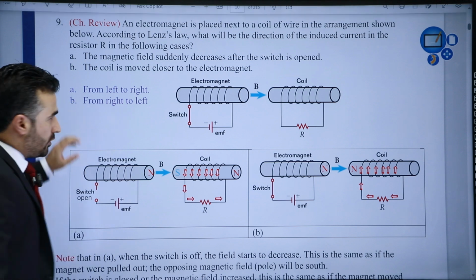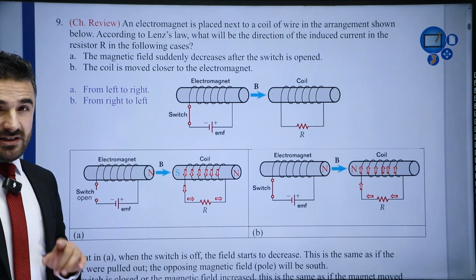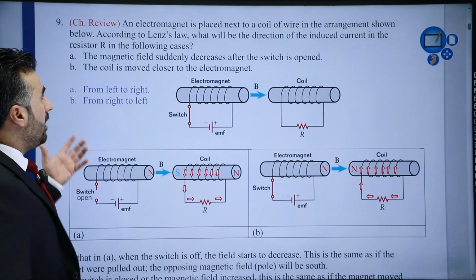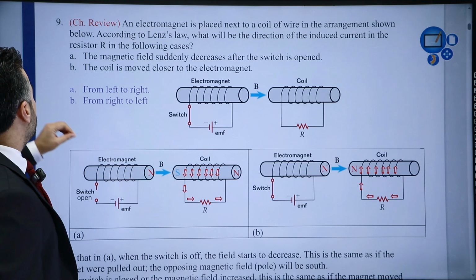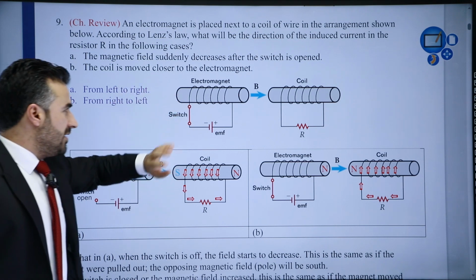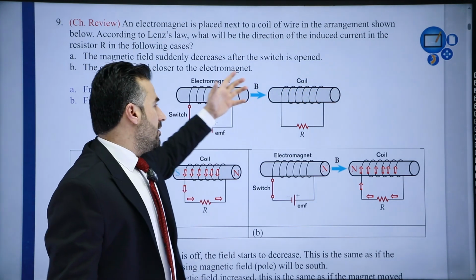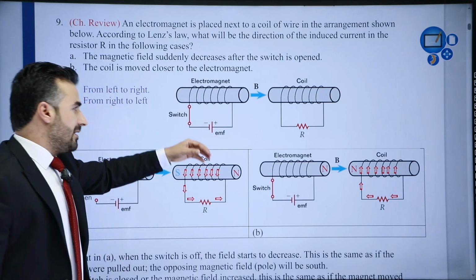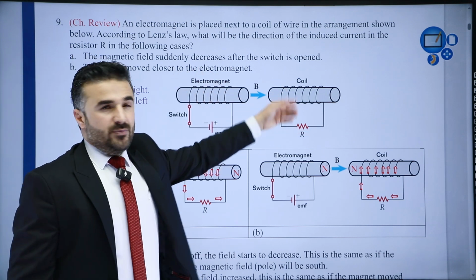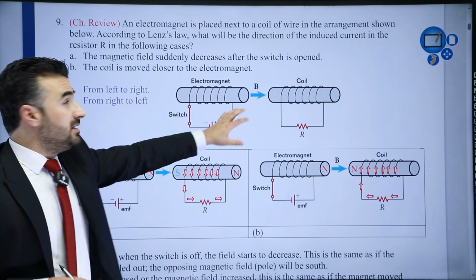All right, now we have another question which is also very important. I want you to take a look at this one right here, because there is an idea in this. It says, an electromagnet is placed next to a coil of wire in the electromagnet shown below here. So this is what you see here. We have an electromagnet, and of course there is a coil you can see. This coil is connected to a resistance here, or a resistor. Connected to this is a load. It could be a light bulb or whatever. We don't need the detail here.